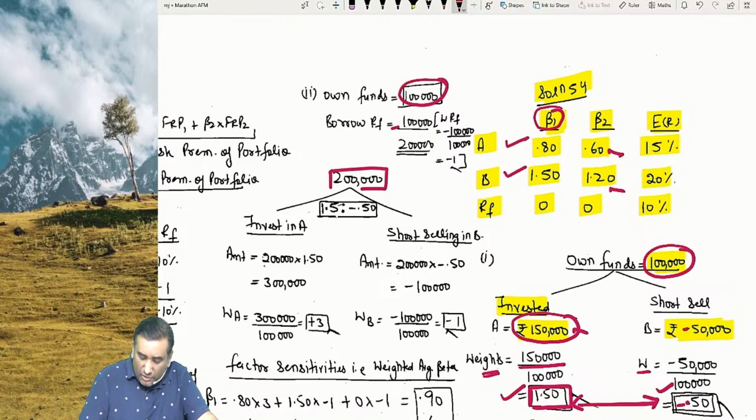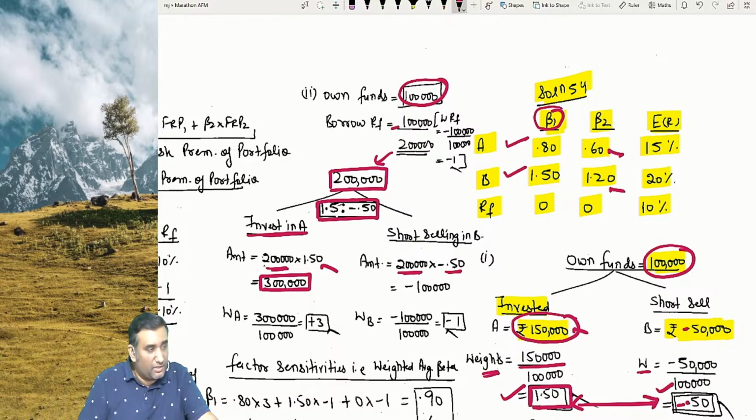Total amount, how much do I have now? 2 lakhs. And what proportion should I be investing? 1.5 is to minus 0.5. That means investment in A would be equal to 2 lakh into 1.5, that is as good as what? 3 lakh. And short selling would be, sir, what? 2 lakh into minus 0.5. This is minus 1 lakh.